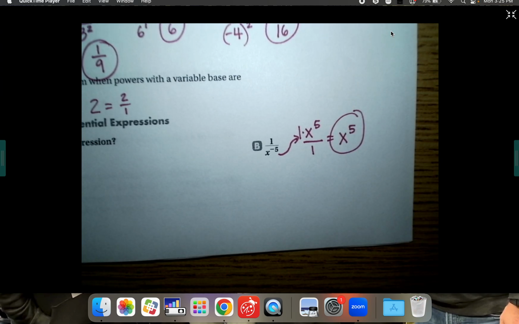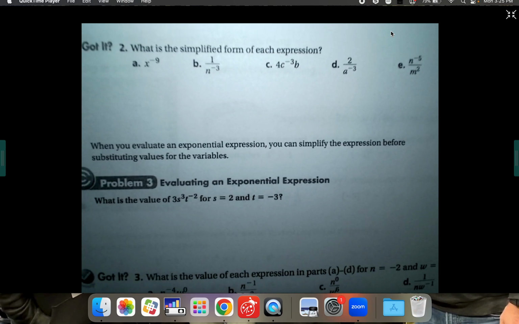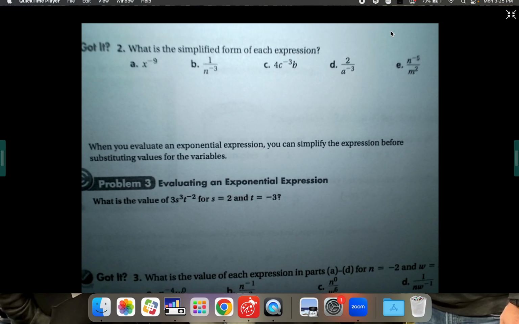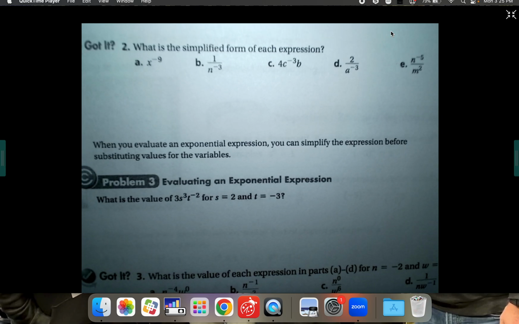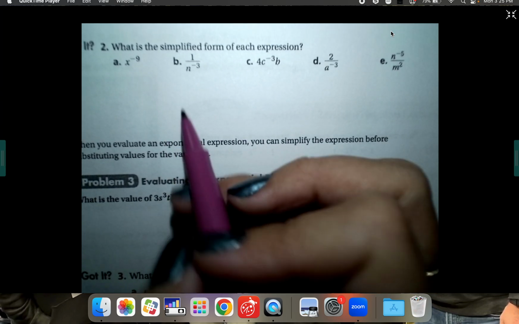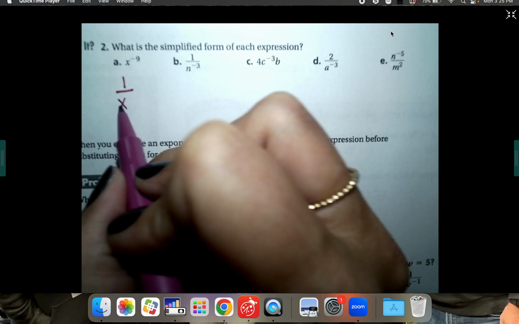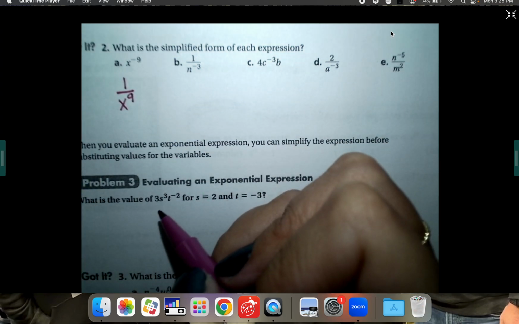Okay, let's look at page 2 of these notes. This is a "got it" section. I would love for you to pause the video and try these 5 on your own if you're ready, if you can. If you are maybe not ready to move on to try these on your own, I can work them out with you, or if you're checking your answers, x to the negative 9 is going to flip to the bottom under a 1 and become x to the, now it's a positive 9.